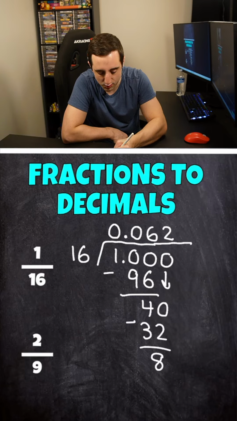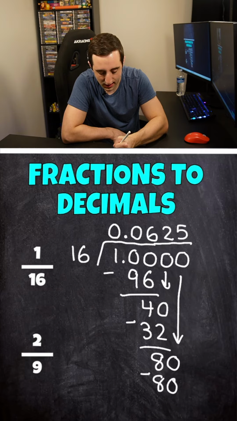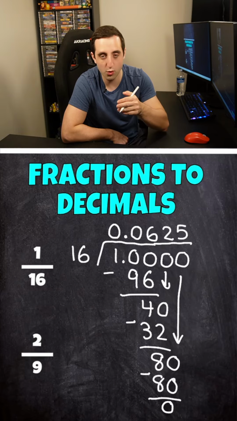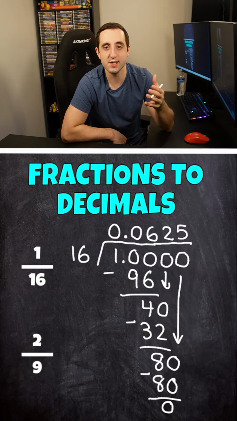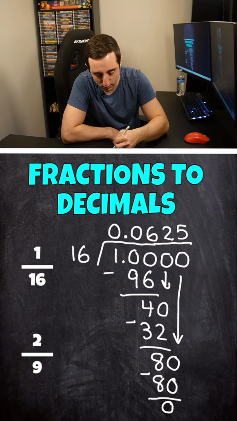16 doesn't fit into 8, so we tack on another 0 and bring it down. And then 16 fits into 80 perfectly 5 times. 16 times 5 is 80, and we end up with a remainder of 0. So 1/16 as a decimal is 0.0625, or 625 ten-thousandths, for the first one. Now let's go ahead and take a look at our second one.